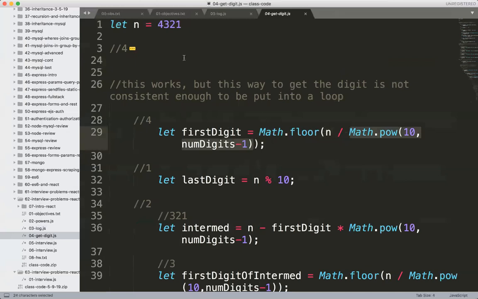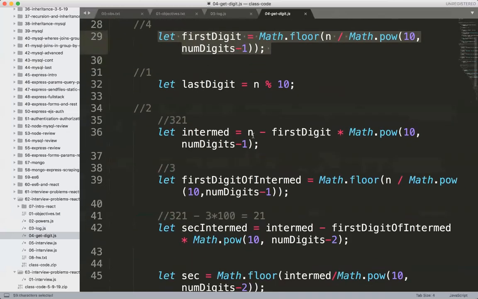1,000, good, right? So we do 4321 divided by 1,000. That's going to give us 4.321, right? And we take Math.floor of that, and that's going to give us just 4. And that consistently will give you the first digit right there.